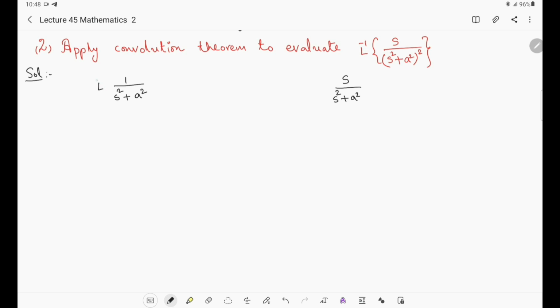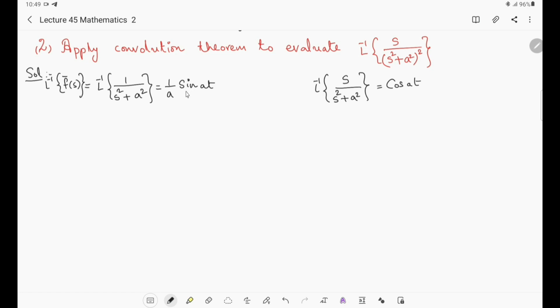Now what is the inverse Laplace transform of this? According to the formula, the inverse Laplace transform of 1 by (s square plus a square) is 1 by a sin at, and the inverse Laplace transform of s by (s square plus a square) is cos at. So I am considering this as Laplace inverse of f bar of s. See, both the functions have equal level of toughness.